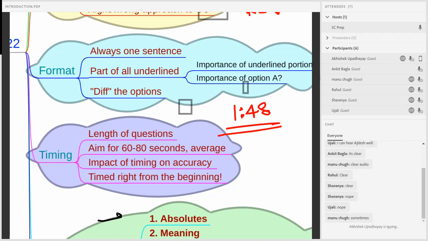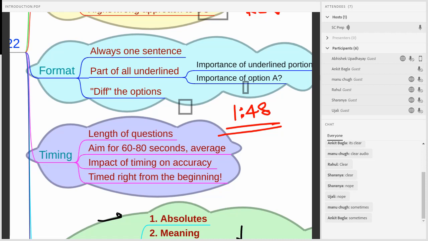Okay, Sharnya's not come across this. Ujali's not. Manu's seen it sometimes. Ankit's also saying sometimes. So this is something that we come across. We see some people saying it. Other times, it's like a toss of the coin. We may or may not have come across this. In case you haven't come across it, that's great, because this is not true, right?